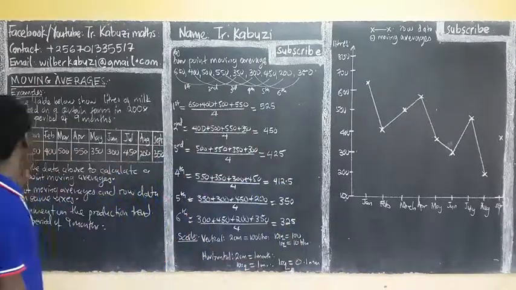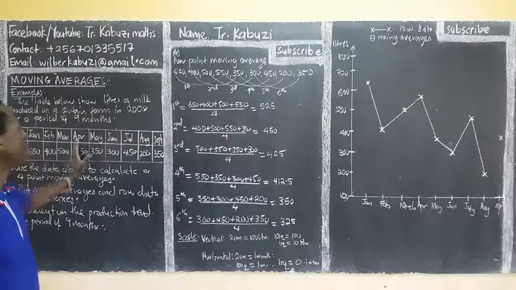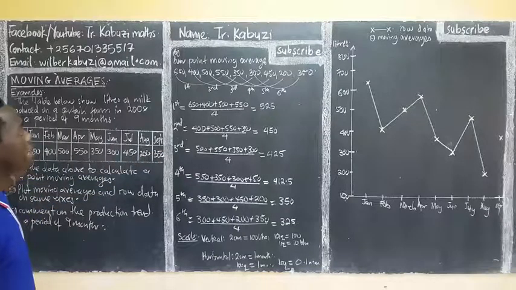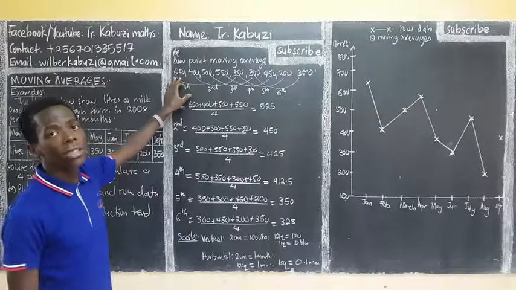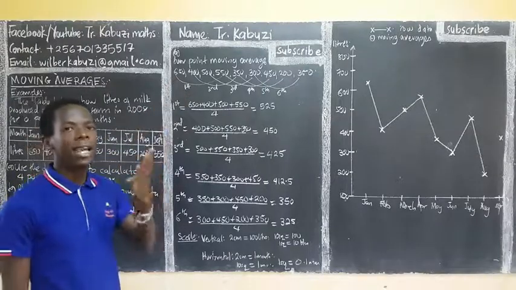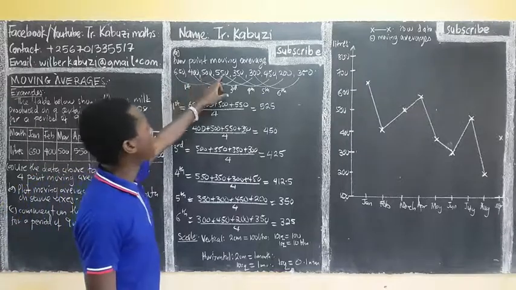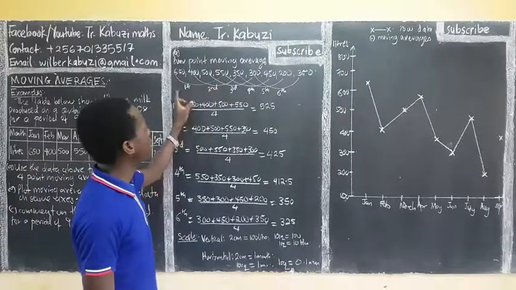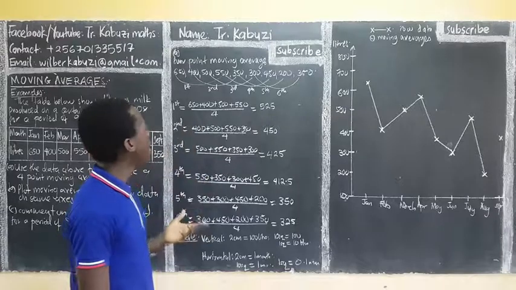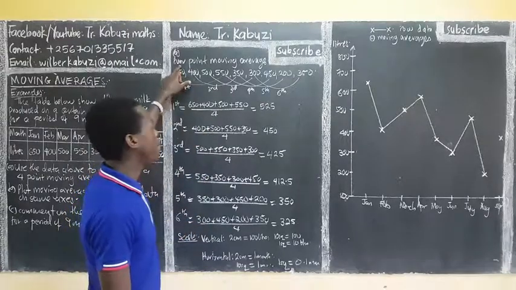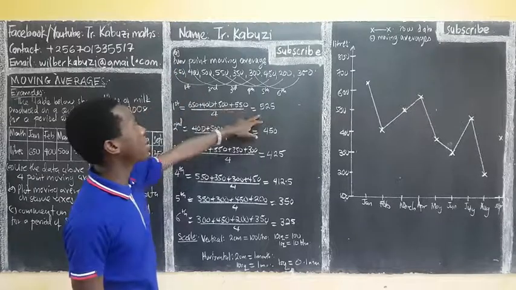So what you do, you put all of this data of liters, like here. Now you are calculating 4, so you are taking a set of 4. So 1, 2, 3, 4. So this is the first. You add them, then divide them by 4, because you are getting a 4-point moving average. When you divide them, this is what you get.